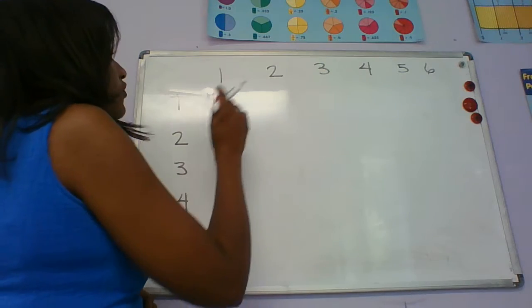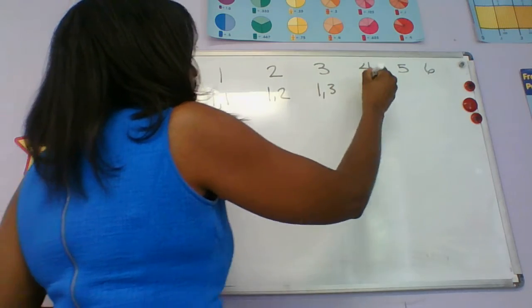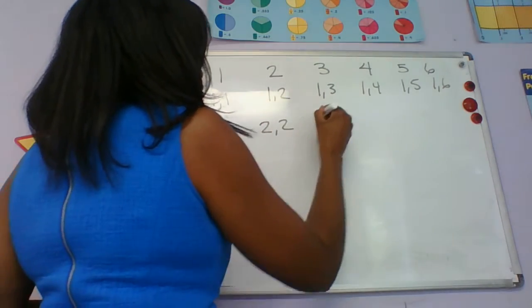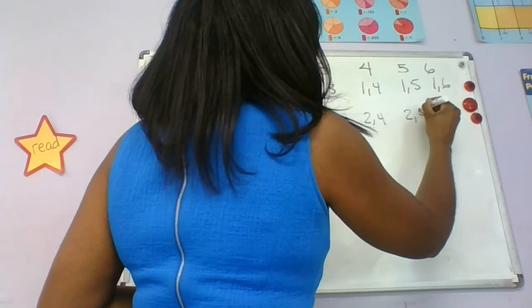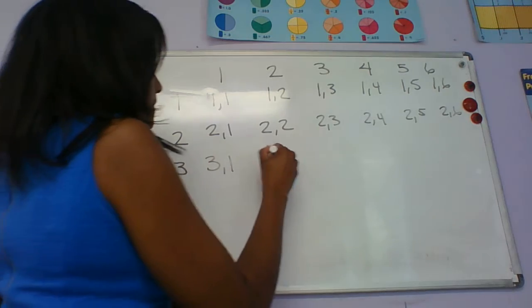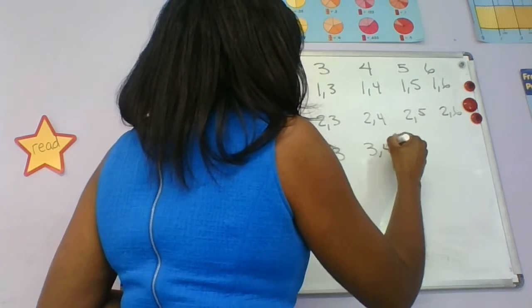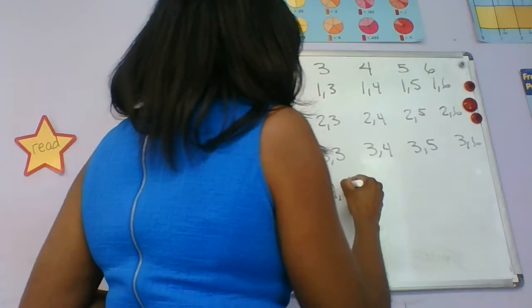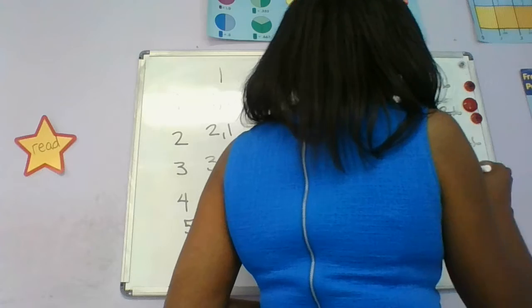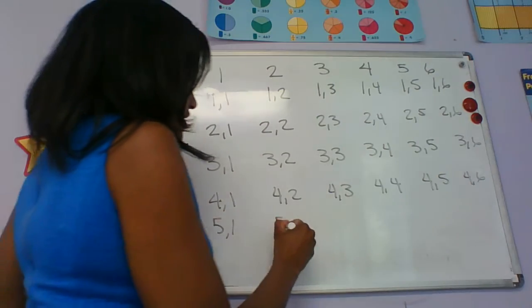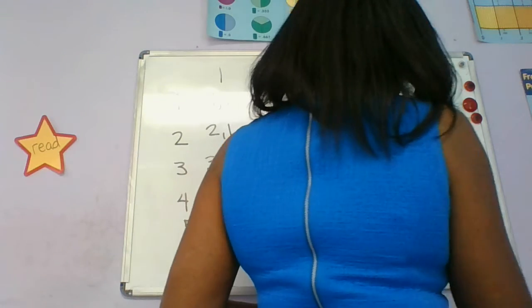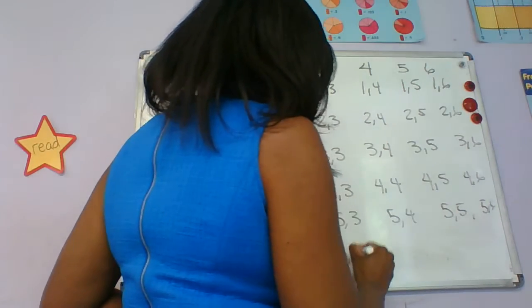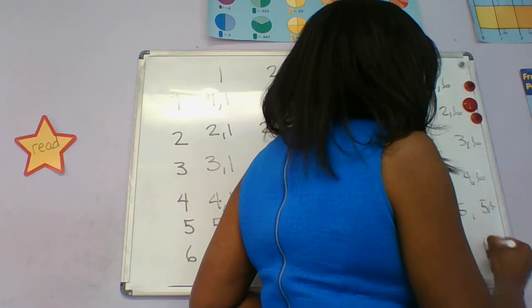So our possible outcomes could be 1,1; 1,2; 1,3; 1,4; 1,5; 1,6; then 2,1 through 2,6; 3,1 through 3,6; 4,1 through 4,6; 5,1 through 5,6; and 6,1 through 6,6.